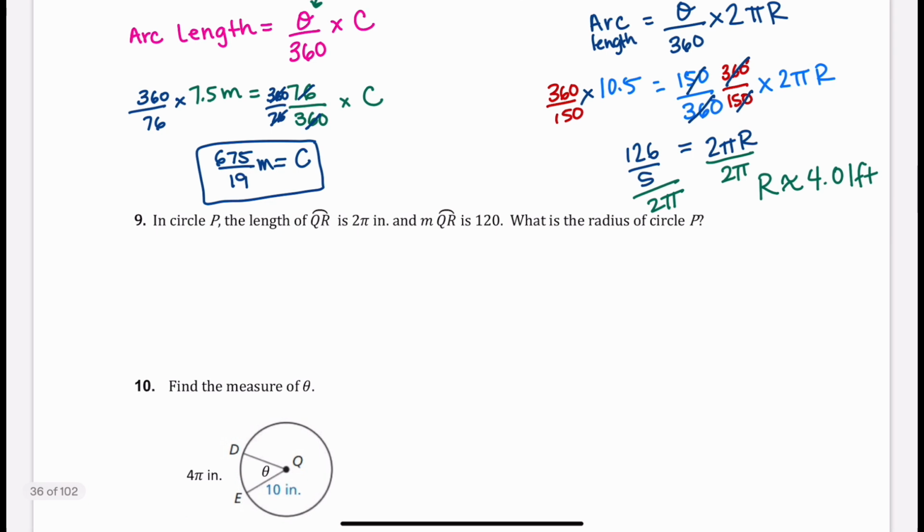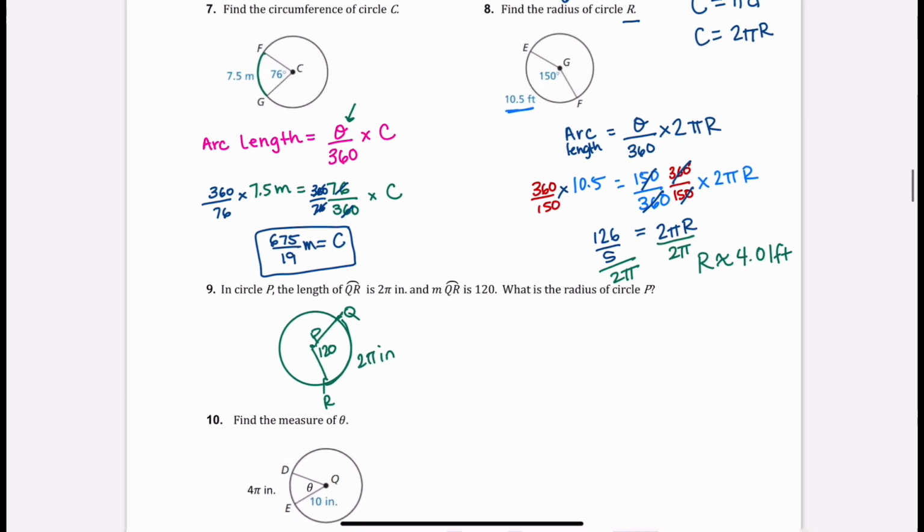Now, sometimes you're not given a picture. So I want to just draw myself a circle, put in circle P. I have some length Q, R is 2 pi inches. And the measure of the angle is 120. So the length is 2 pi, the measure is 120 degrees. So what is the radius of the circle?